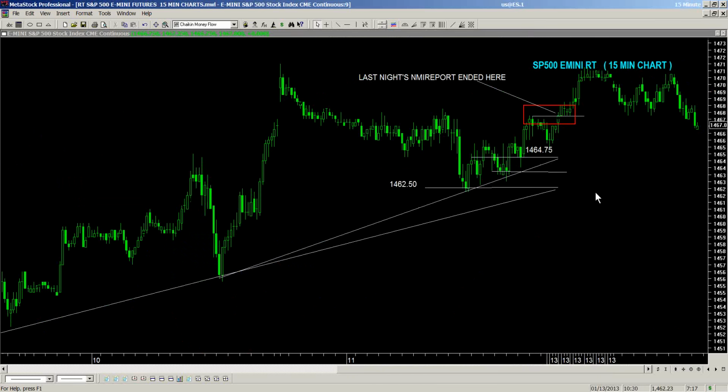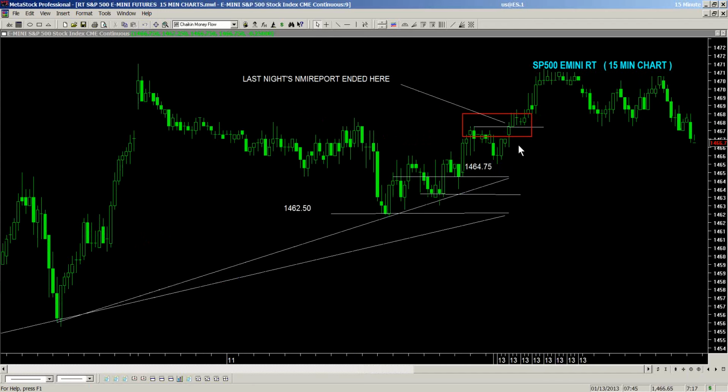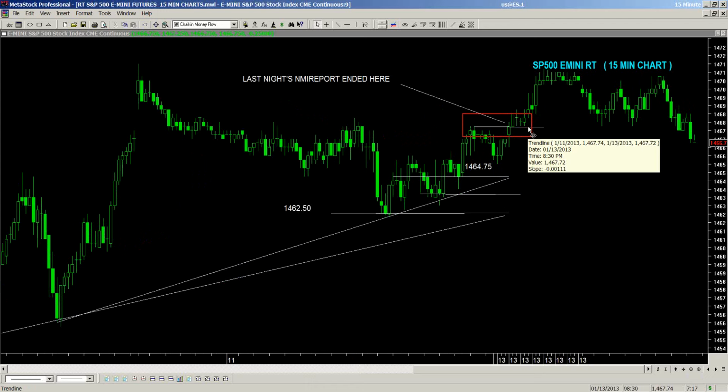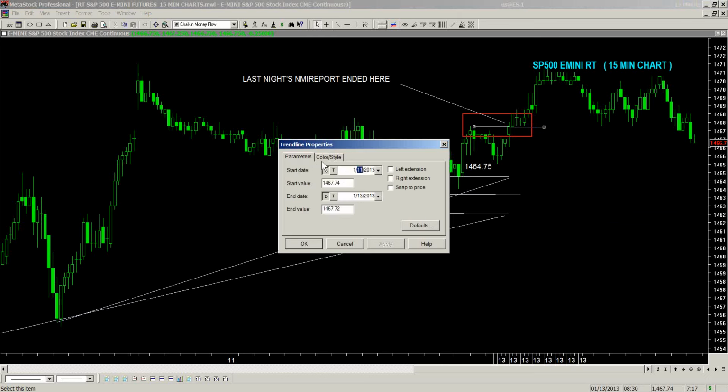Now, let's take a look at some of the levels again. This is where we were last night when the report had terminated. This level right here is a key level, because if we take this as determined by these most recent prices at 1467.75, we'll define that 100% to 75, and then we broadcast it out into the future.